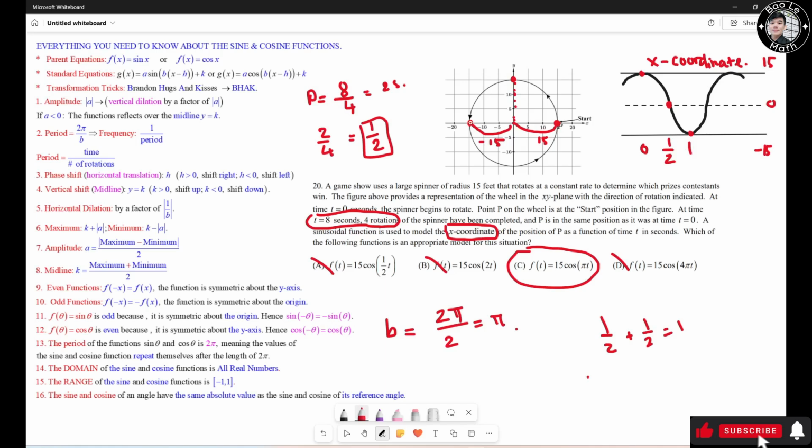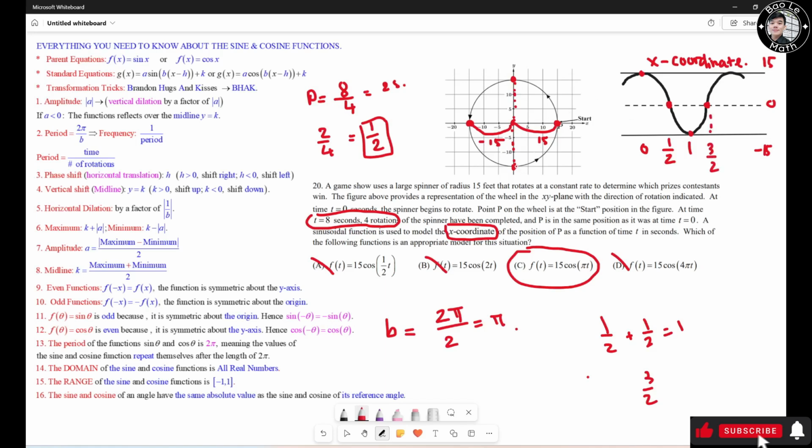Because this point right here is the minimum point, it's going to be negative 15, right? And if point P goes over here, you project down to the x-axis. So let's go back to the midline, it's going to be right here. And time t should be 3.5, right? Because 1/2 plus 1/2 plus 1/2 is going to be 3/2. So this one should be 3/2.